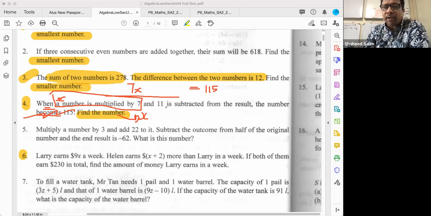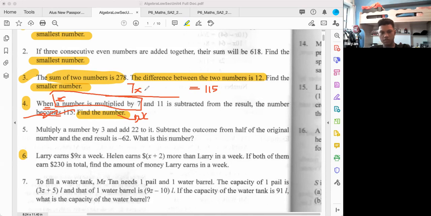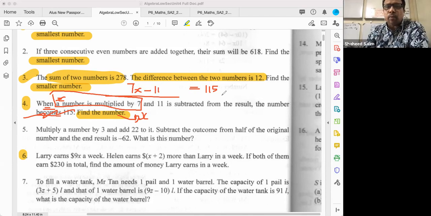And then 11 subtracted from the result. You subtract 11 from here. So what do I do? 7x minus 11, and the answer is 115. That's your equation. You don't need to solve.